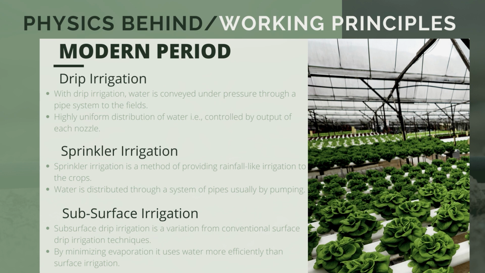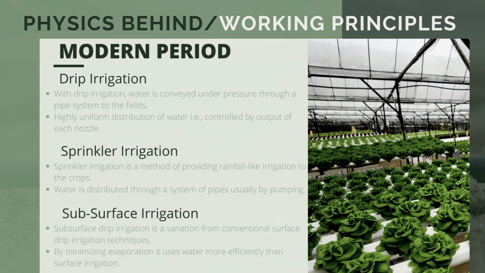Secondly, drip irrigation. With drip irrigation, water is conveyed under pressure through a pipe system to the fields. Drip irrigation is a technique in which water flows through a filter into special drip pipes with emitters located at different spaces, and water is distributed through the emitters directly into the soil near the roots.